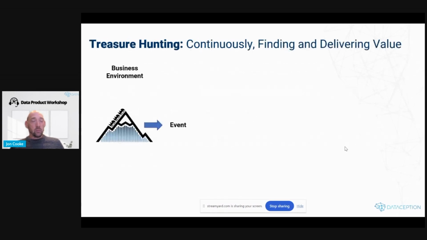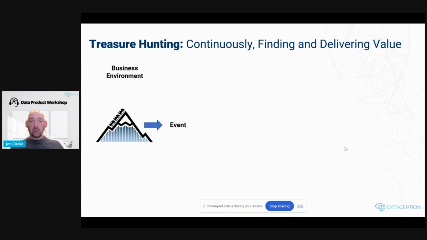So, what do we talk about? Treasure hunting. So, right, this video is about treasure hunting. So let's get into it. Treasure hunting is really continuously finding and delivering value based on your business environment. And it's using AI to do that. But fundamentally, the process is very, very simple.